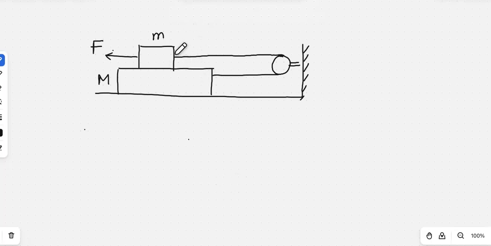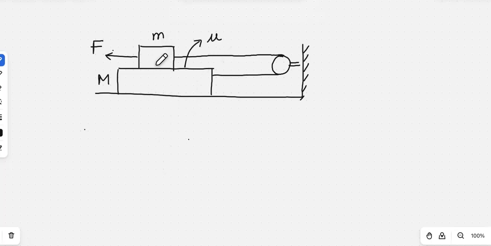In this arrangement shown here, the frictional coefficient between these two blocks is mu, and the frictional coefficient between capital M and the ground is 0. That means this is a frictionless surface, right? Now the question is, what maximum force F can be applied such that the equilibrium of this system is not disturbed? Okay, let's find that out.